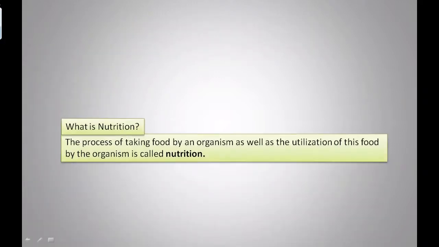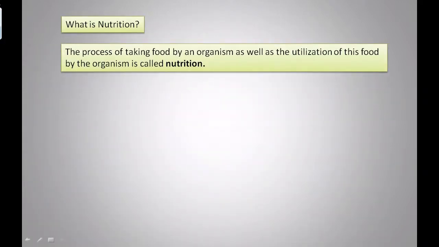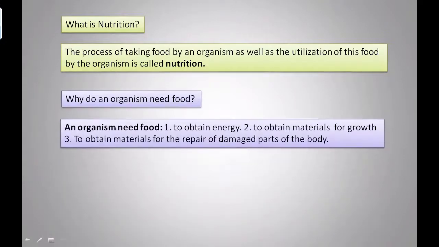So what is nutrition? The process of taking food by an organism as well as the utilization of this food by the organism is called nutrition. Why does an organism need food? An organism needs food to obtain energy, to obtain materials for growth, and to obtain materials for the repair of the damaged parts of the body.